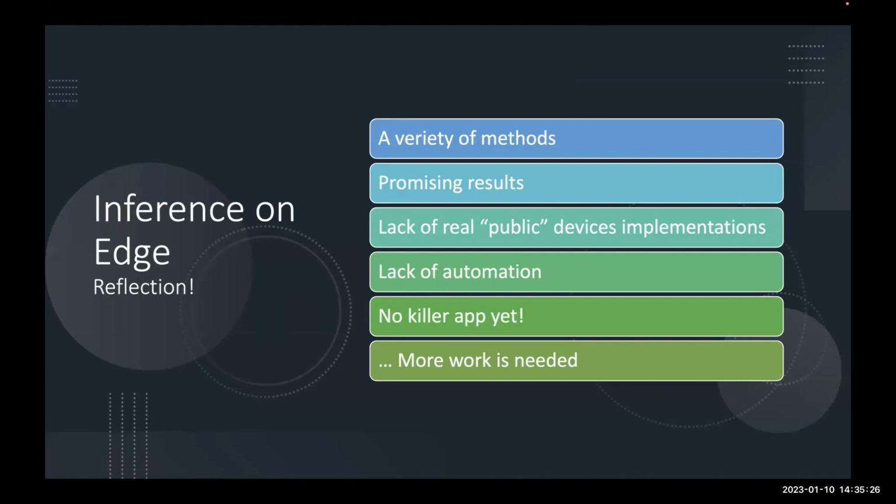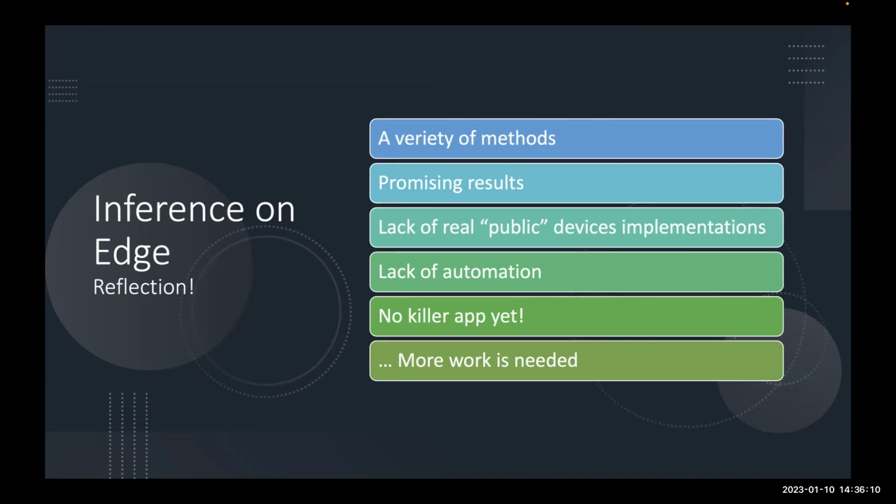I think we talk a lot about compression and quantization, but we have plenty of other methods that are there. There are promising results, but I would say that the implementation is problematic on this side because we have very specialized implementations that are done so far on very specific devices. For example, most of the hardware manufacturers work on their specific devices. You do not have methods that could apply directly to real public devices like mobile phones and this kind of stuff. So there is a lack of automation.